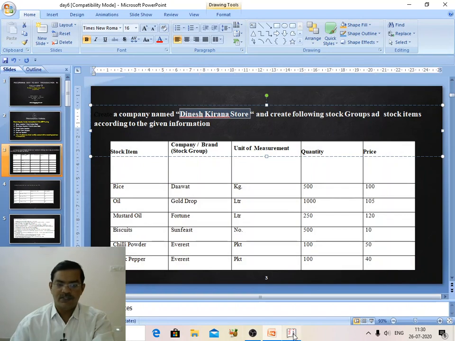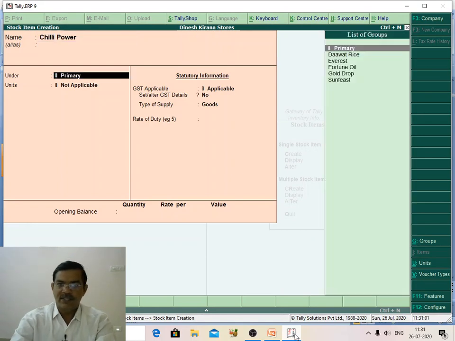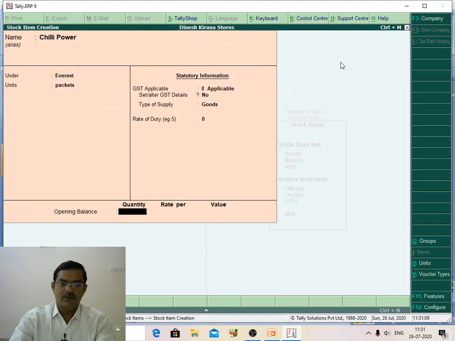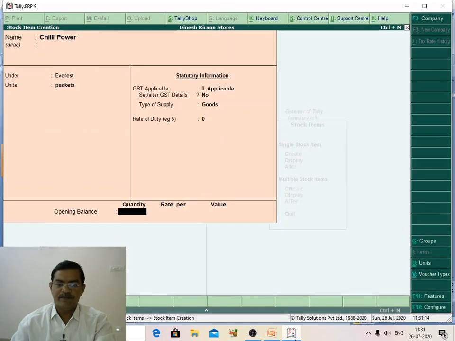And chili powder is there. Chili powder is under the Everest group. How can we measure? We can measure in terms of packets. What is the quantity available? The available quantity is 150, at rupees 50, and the total amount is like this.